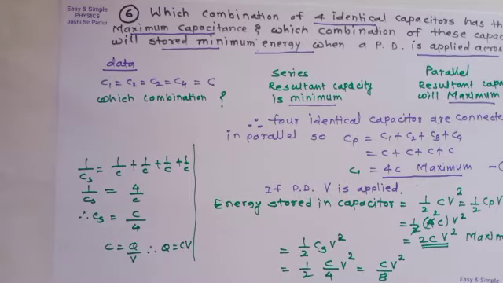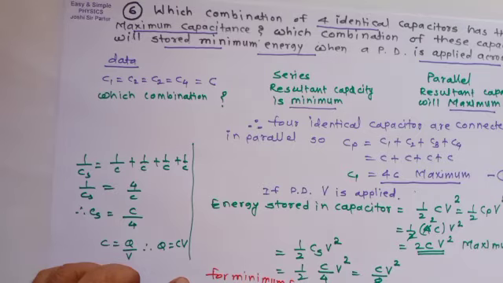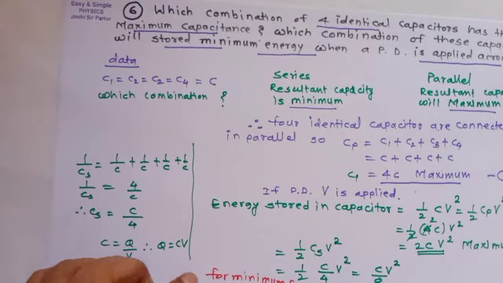So here we can find the minimum energy stored in the capacitor, it will be half Q into V. That is the answer for the second question.